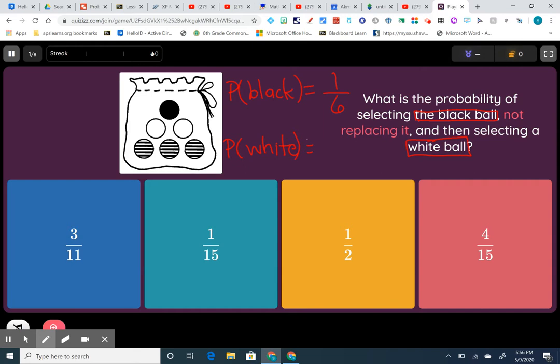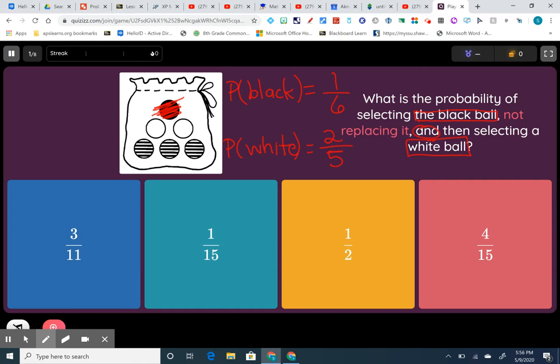The next event is pulling a white ball. Now, this second pull, since we are not putting back the black ball, the black ball is no longer in the bag. So we only have 5 total outcomes in that bag, and 2 are favorable ones. Now notice why this is different from our other problems. A lot of times we said or this happens or this happens. In this case, we're pulling once and then we're pulling again. This is kind of like and. And is going to mean to multiply.